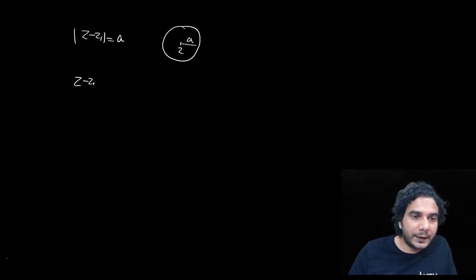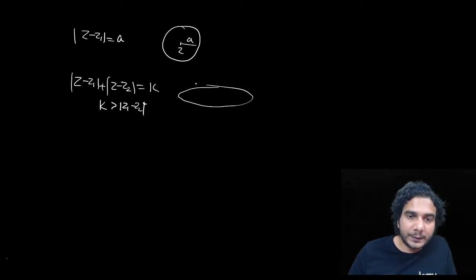So circle was mod of z minus z1 is equal to a. This was circle with center at z1, right? And radius a. Now you had ellipse mod of z minus z1 plus mod of z minus z2 is equal to k, and k is more than mod of z1 minus z2. All right. Then this was an ellipse with foci at z1 and z2. So this we did in the last session. We also did parabola in the last session.